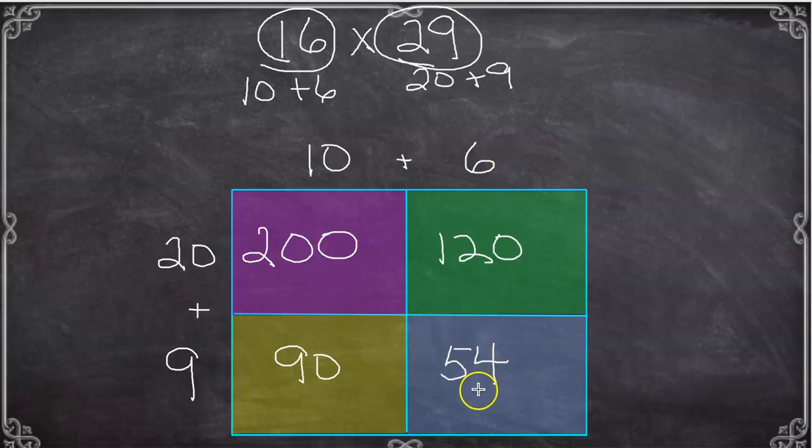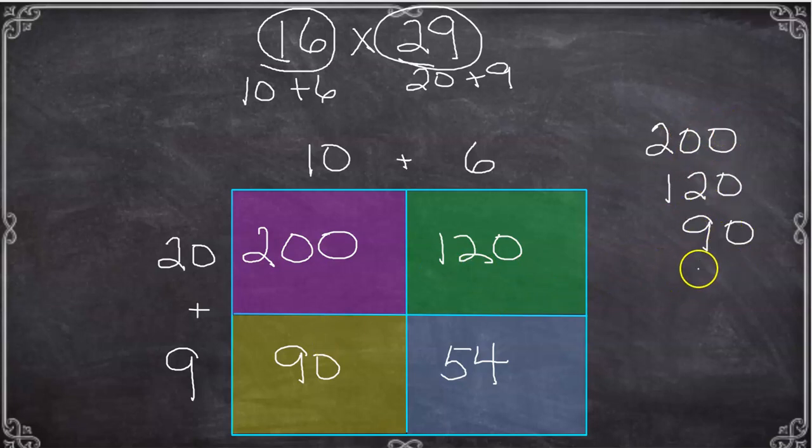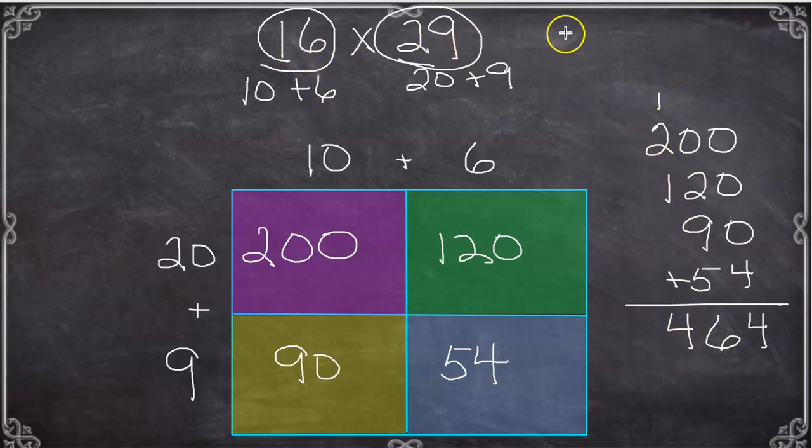These are all partial products, so all I need to do now is just add them together. You can write them down. Some of you could probably do this in your head without writing them down, but I like to write them down in order, and then add them together. So 0 plus 0 plus 0 plus 4 is 4. 2 plus 9 is 11. Plus 5 is 16. Regroup that 1. And then 2 plus 1 plus 1 is 4. 16 times 29 is 464.